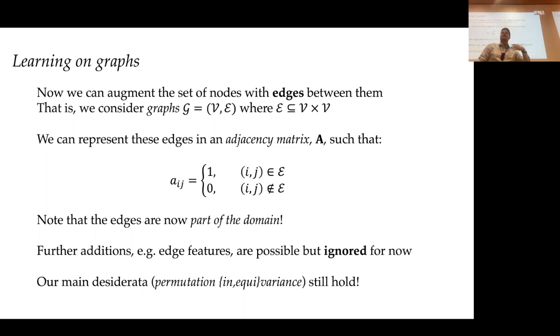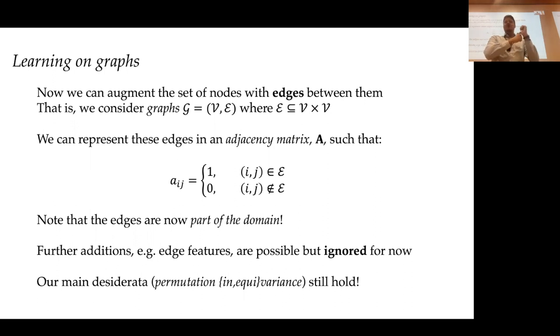And as we discussed, there are many ways to represent this in a computer, but the one we will use, which is most convenient mathematically, and also because we're talking about deep learning from the lens of linear algebra, is going to be adjacency matrices to represent these graphs. So it's a matrix A of shape nodes times nodes, such that you have zeros where there's no edge and ones where there is an edge. And this now makes edges the part of the domain. And as I said before, there are many other things you can do to these edges.